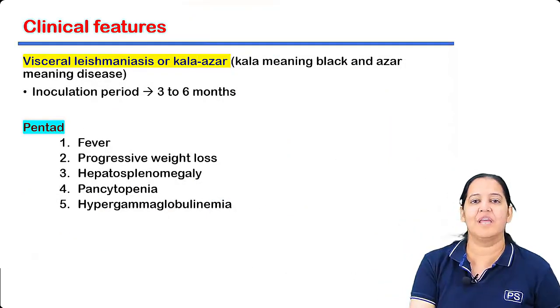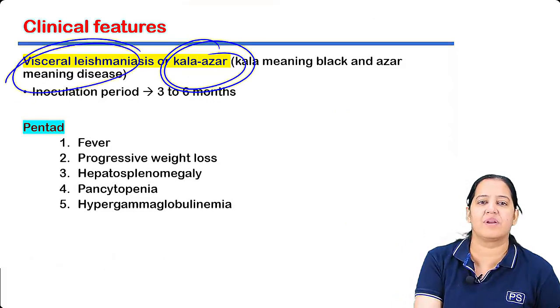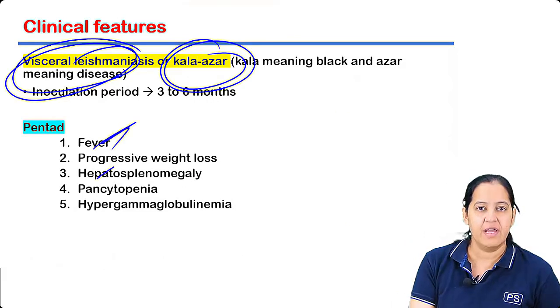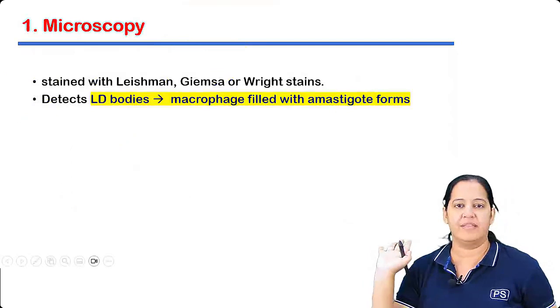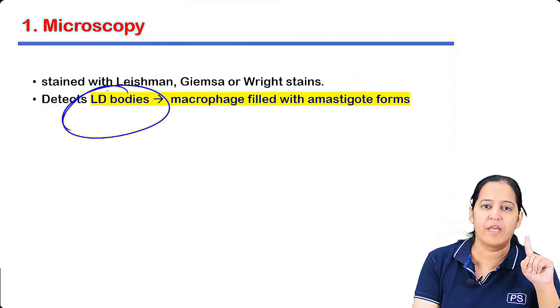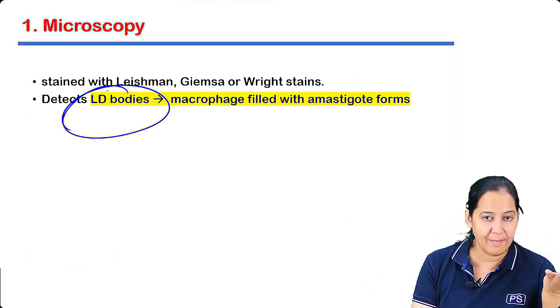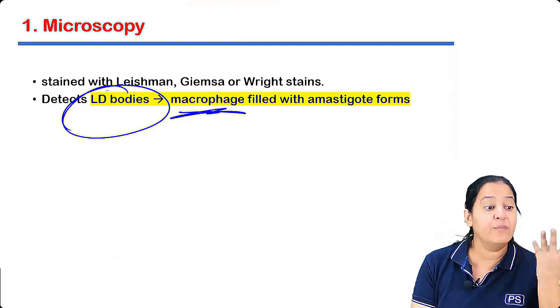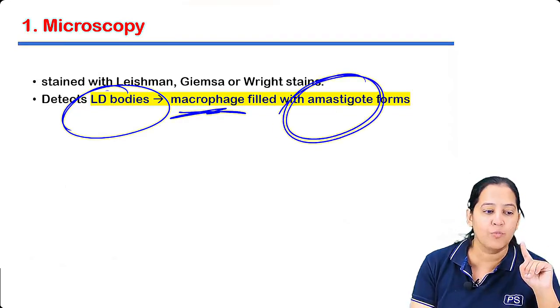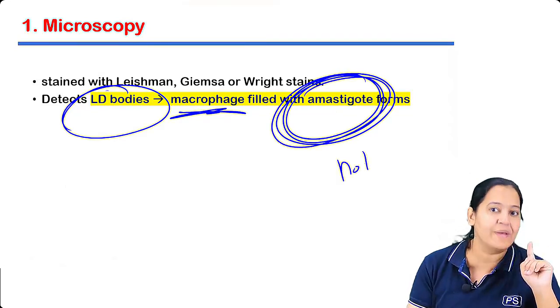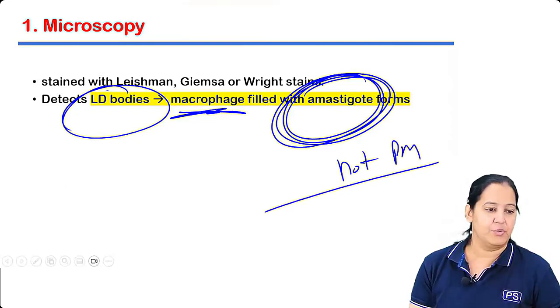Got it? So the name of the disease is Kala Azar, also known as visceral leishmaniasis, with fever, hepatomegaly, splenomegaly. You have to learn that. And on microscopy, LD body. What is the LD body? It is a macrophage filled with what? Filled with amastigote. Highlight that. Not promastigote. It's amastigote.